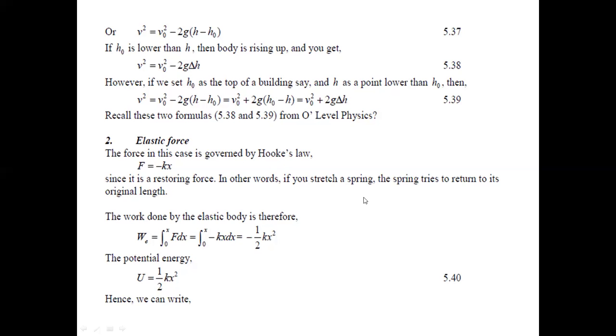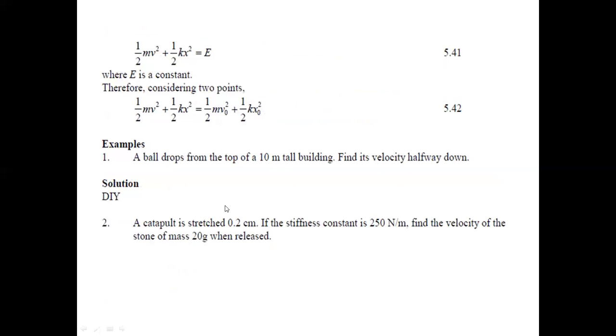Two, elastic force. In this case, F equals minus kx, since it is a restoring force, in other words, we stretch a string, but we have seen that before. The work done is minus half kx squared. Using energy, U equals half kx squared. Hence, we can write half m v squared plus half kx squared equals E, where E is a constant. We consider 2 points then. Half m v squared plus half kx squared equals half m v naught squared plus half kx naught squared.